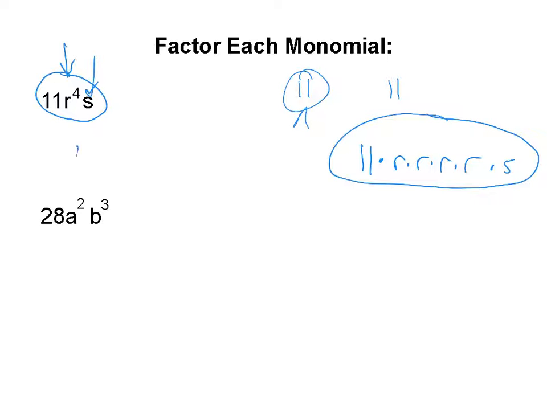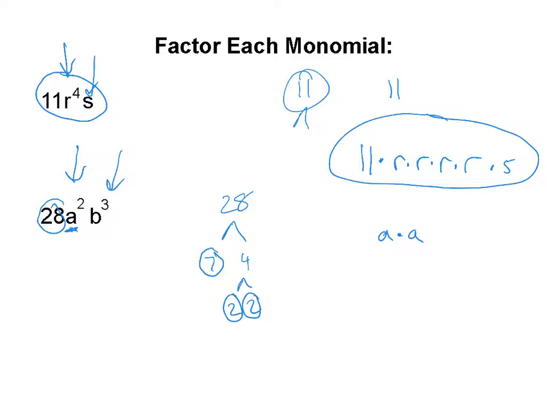Let's do that with this bigger one right here. So first of all, we're going to take the whole number and make a factor tree. This one we can break down a little bit. 7 times 4 is 28, right? 7's a prime number. I can't go any lower, but 4 can go lower. So there we go. We broke down our whole number. Now let's break down the variables. a is a times a, right? And b is three b's, right? b times b times b, b to the 3rd power.